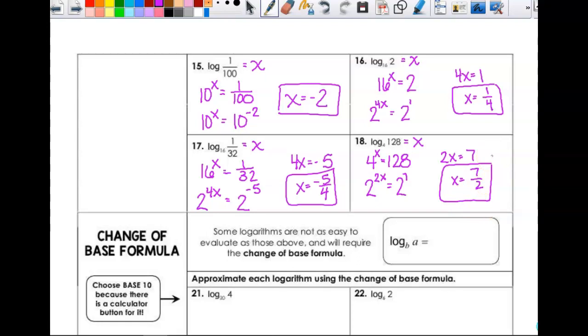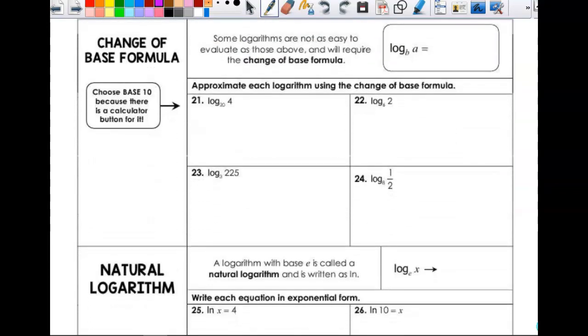All right, so let's say that we rewrote that and then we couldn't get a common base. Like what if this was 129 instead of 128? Then I couldn't get a common base, so I couldn't figure it out that way. Instead, I may have to use the change of base formula. So it says some logarithms are not as easy to evaluate as those above and will require the change of base formula. One of the reasons you would use the change of base formula is to be able to type things in on a calculator where you couldn't do other bases, which like I said, most calculators you can now, but there are other reasons you may need to simplify or whatever.